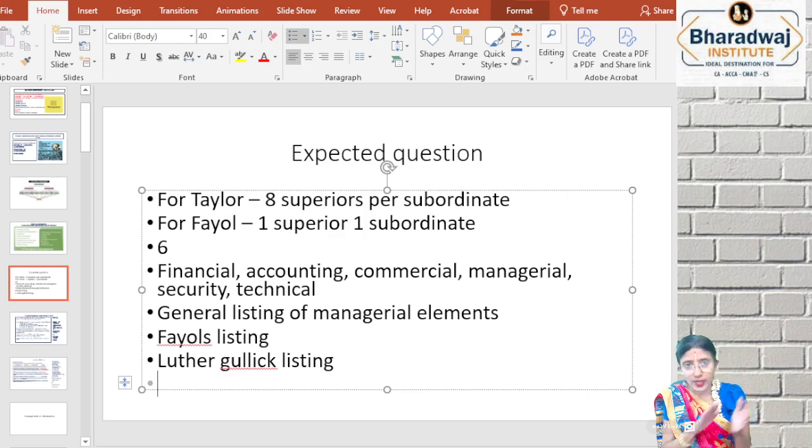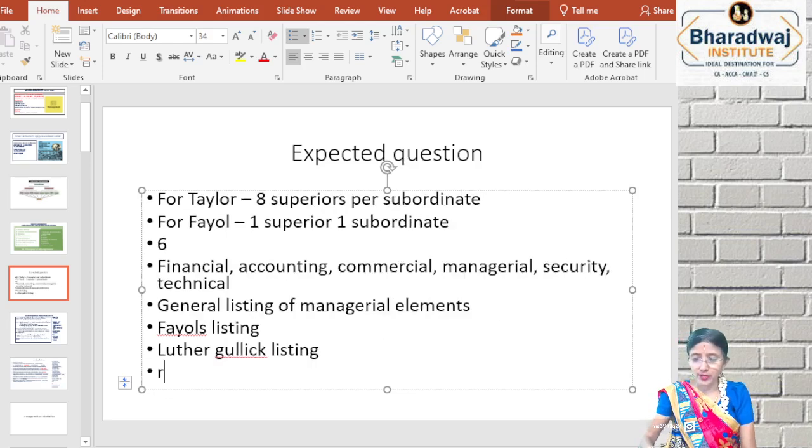On page 11, you see general functions on one side and POSDCORB on the other side. Did you see that, Mudit? Yes, general functions and POSDCORB. POSDCORB was given by Luther Gulick. Look at the small box there. Luther Gulick describes the word POSDCORB by using planning, organizing, staffing, directing, coordinating, reporting, and budgeting. Okay. Fayol, Luther Gulick, and Ralph C. Davis. All these are there.